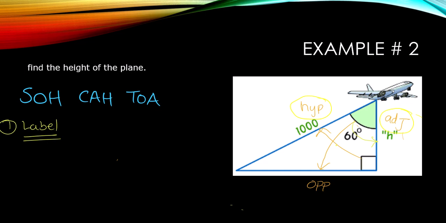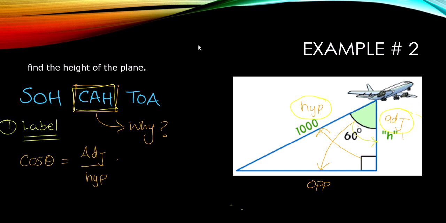You are going to use your trig ratio that has hypotenuse and opposite. No, sorry, hypotenuse and adjacent. Which one has adjacent and hypotenuse? This is the only ratio you have. You can only use one ratio, as I said before. So why are you going to use cosine? Because cosine is the only ratio that has adjacent and hypotenuse. Now we are going to write it down this way. Cosine theta equals adjacent over hypotenuse.